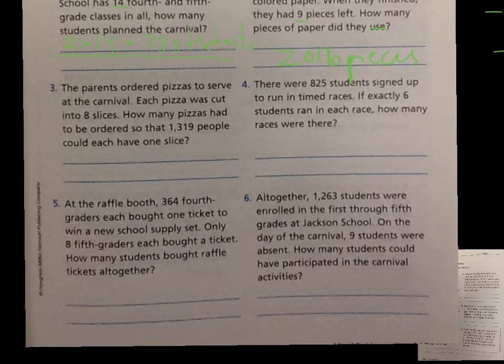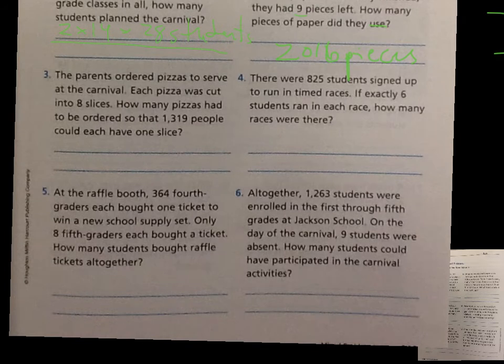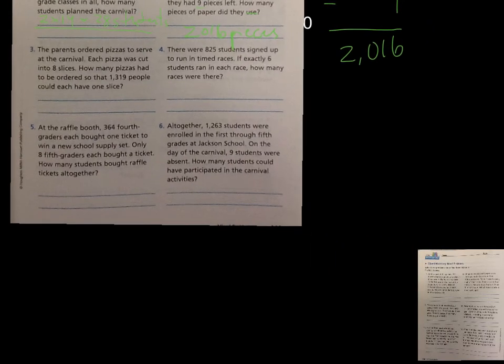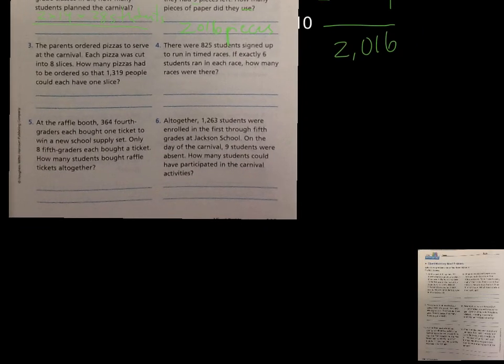Number 3 says, the parents ordered pizzas to serve at the carnival. Each pizza was cut into 8 slices. How many pizzas had to be ordered so that 1,019 people could all have one slice? Well, what it's asking you to do is take the 1,019, divide it by 8.